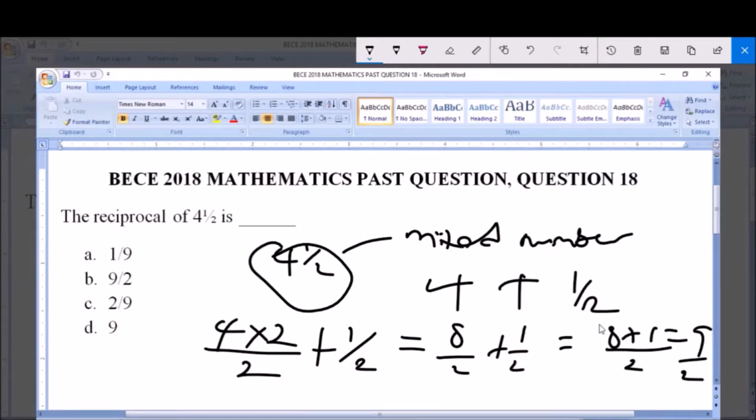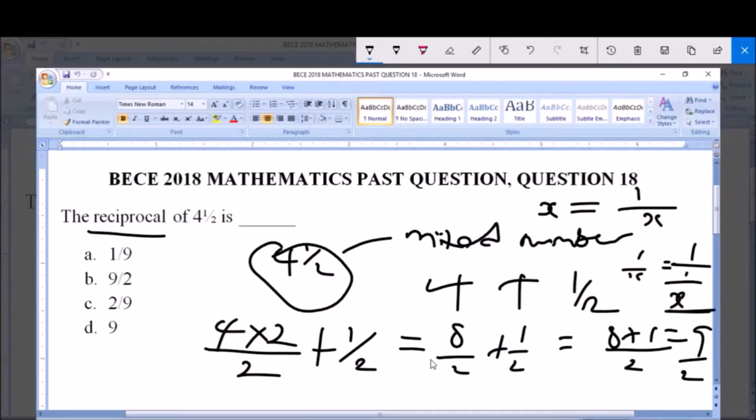But this is not where we are going. The question asks us for the reciprocal of 4.5, that is the reciprocal of 9/2. Now reciprocal here simply means dividing 1 by the number. To find the reciprocal of any number, if you are given a number x, the reciprocal of x is equal to 1/x. You understand? Now if you are given a number 1/x, the reciprocal of 1/x is equal to 1 over 1/x.